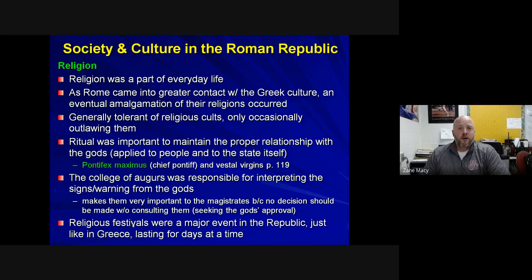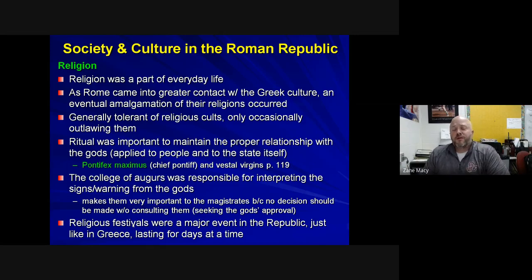So you put on a show, and you made offerings, and you went to public events and festivals of a religious nature. But religion was a part of everyday life, like it had been with the Greeks. Again, as the Romans come into more contact with the Greeks, this is when they start to draw more and more in creating their own religious culture. They draw very heavily from the Greeks.